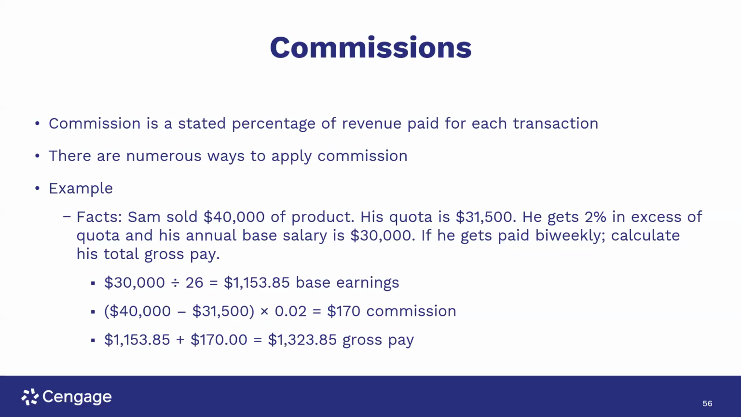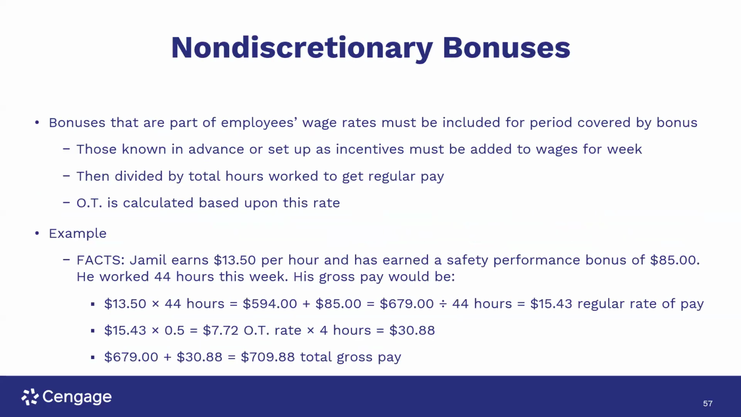And then the base wage is an annual base salary paid bi-weekly. So the annual salary of 30,000 divided by 26 bi-weekly pay periods is 1,153.85. And then the total pay is 1,323.85.